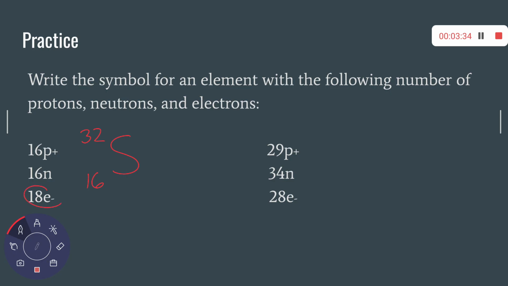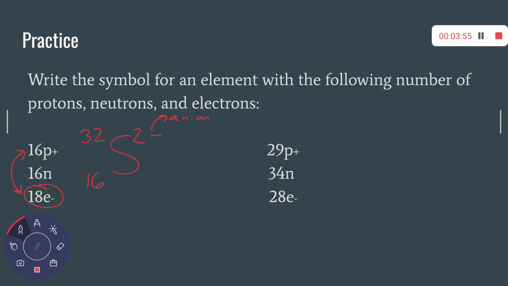Now I'm going to figure out my charge. If I look, I have more negative charge than I have positive charge. So my ion is going to be negatively charged. By how much? By 2. So this is a sulfur 2- anion.